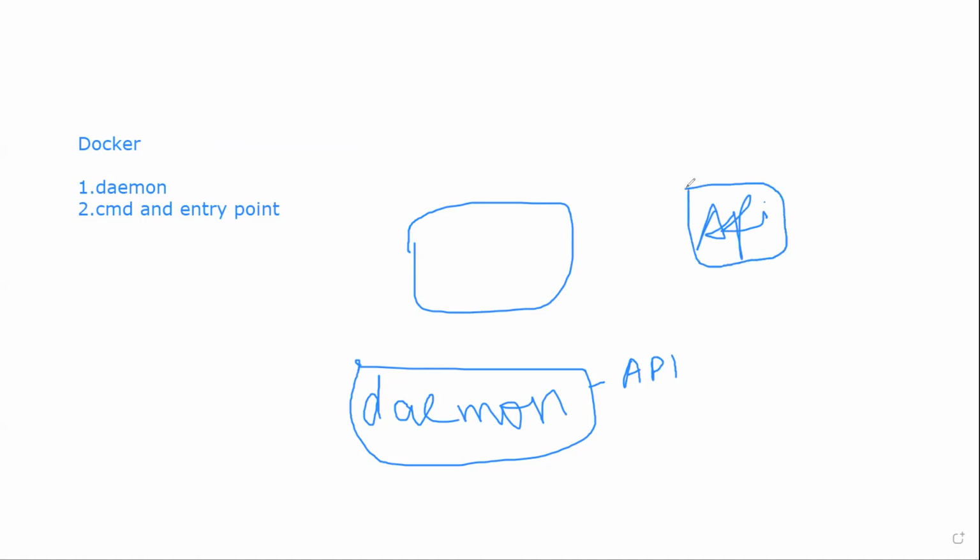API calls, and here the daemon is the daemon. My paint window is visible? Yes.